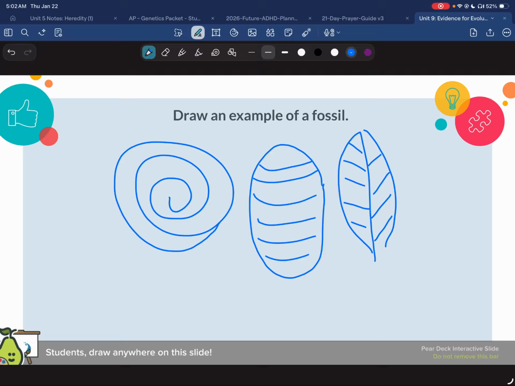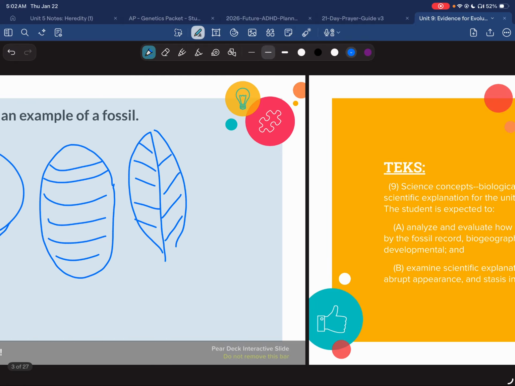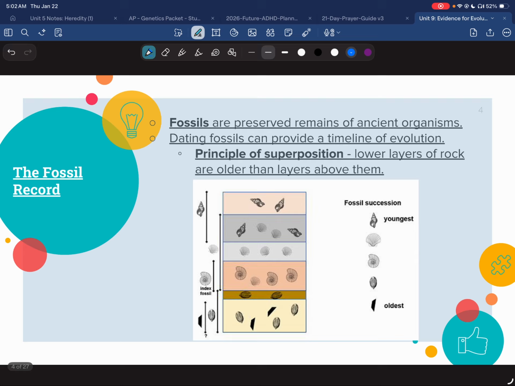So, what is a fossil? A fossil is the preserved remains of ancient organisms, right? They're not bone anymore. They're either impressions or petrified, and they become stone or rock. And we can look at the fossil record, that's what this is called, for evidence of change.